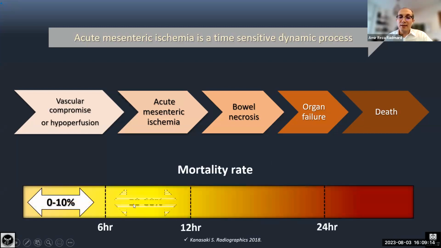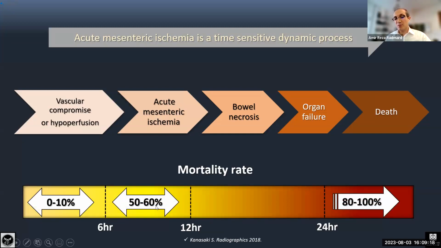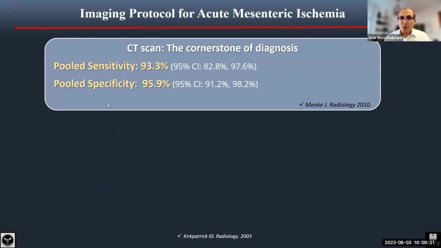If you look at this diagram, we see the mortality rate increases up to 60%, 12 hours after development of the ischemia, which means we have a very, very short golden time of decision in these cases for the management. Regarding the imaging protocol, the cornerstone of diagnosis in these cases is CT scan, and the sensitivity and specificity of this modality is more than 90%.